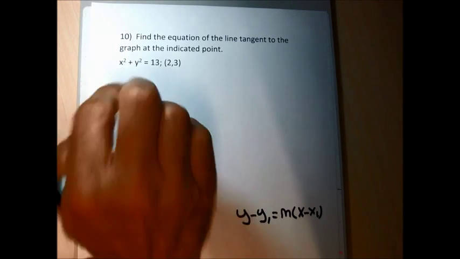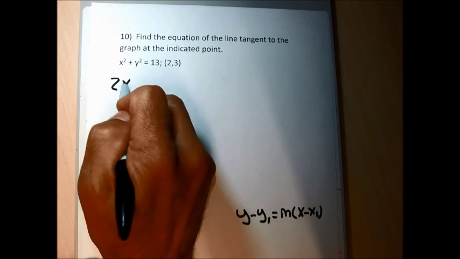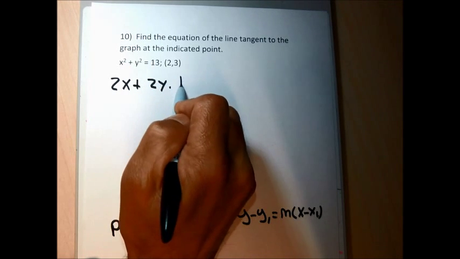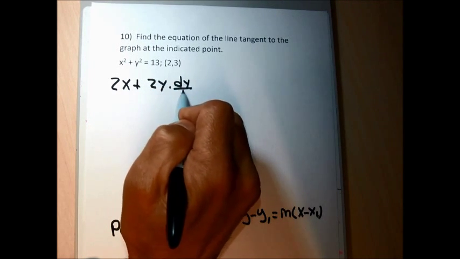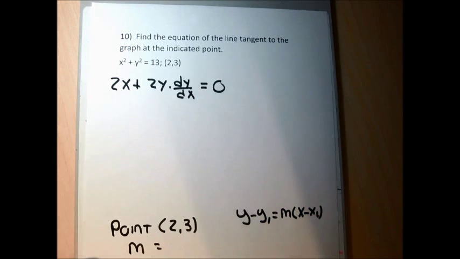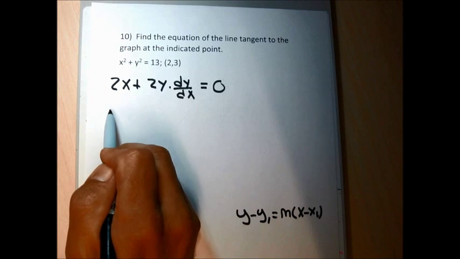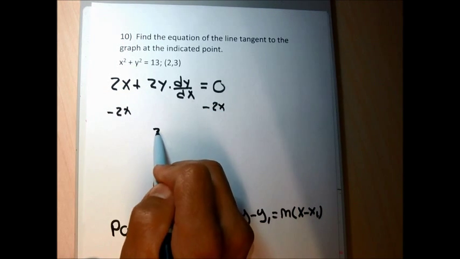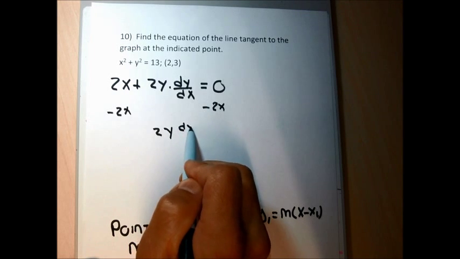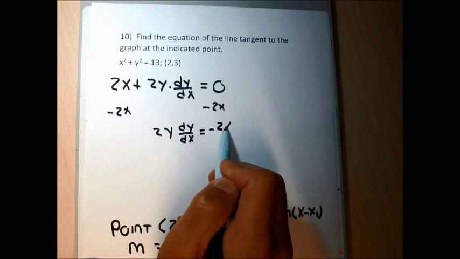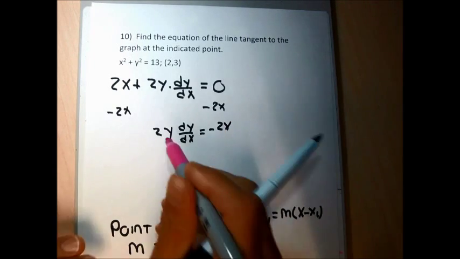The derivative of x squared is 2x. The derivative of y squared is 2y, but I have to tack on that dy/dx. The derivative of 13, because it doesn't have a letter, is 0. I'm going to solve for dy/dx. I'm going to subtract 2x from both sides and get 2y dy/dx equals negative 2x. And now I'm going to divide both sides by 2y.